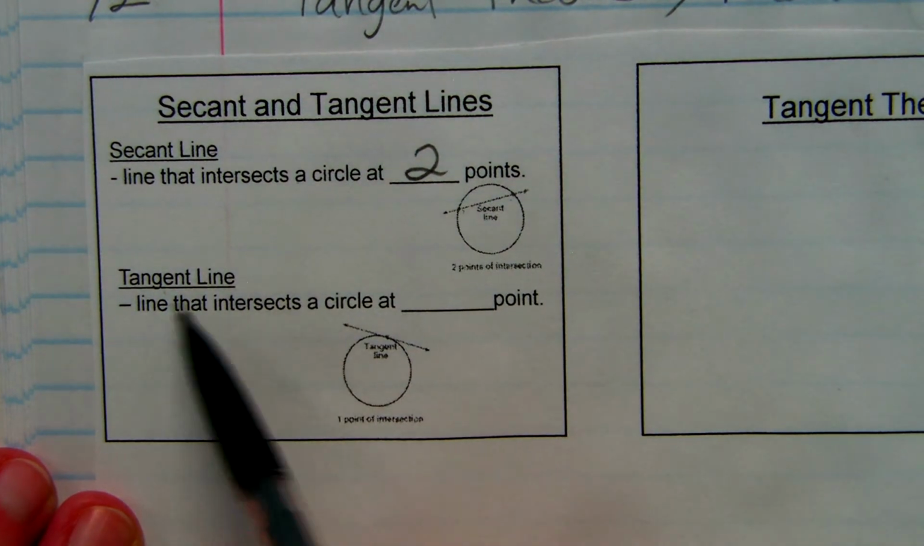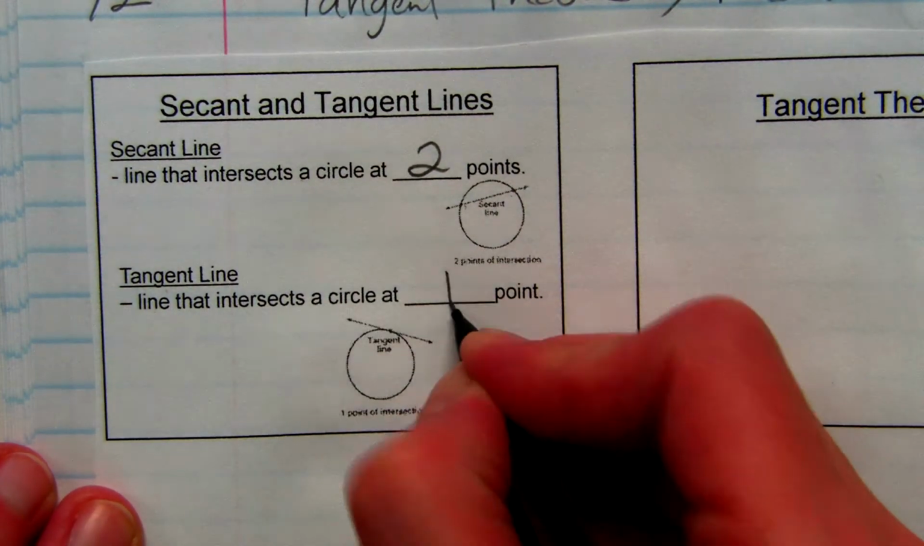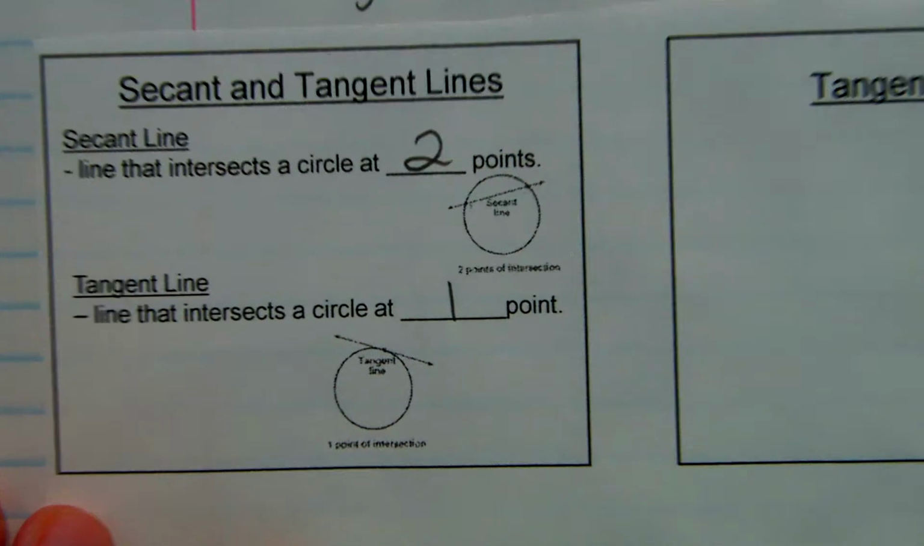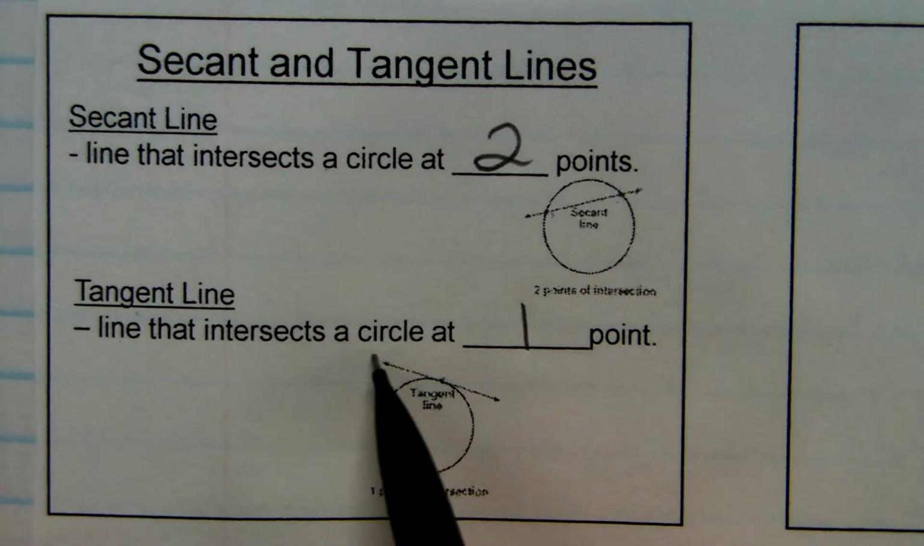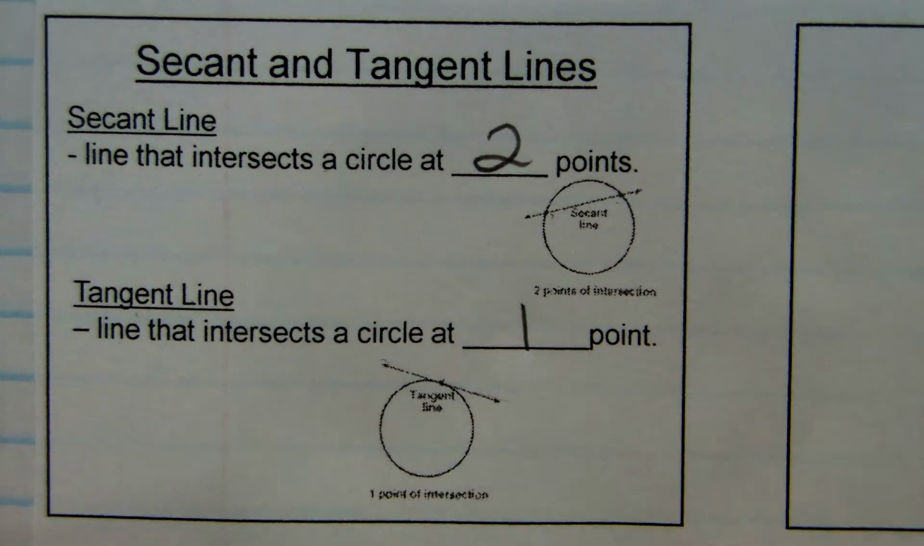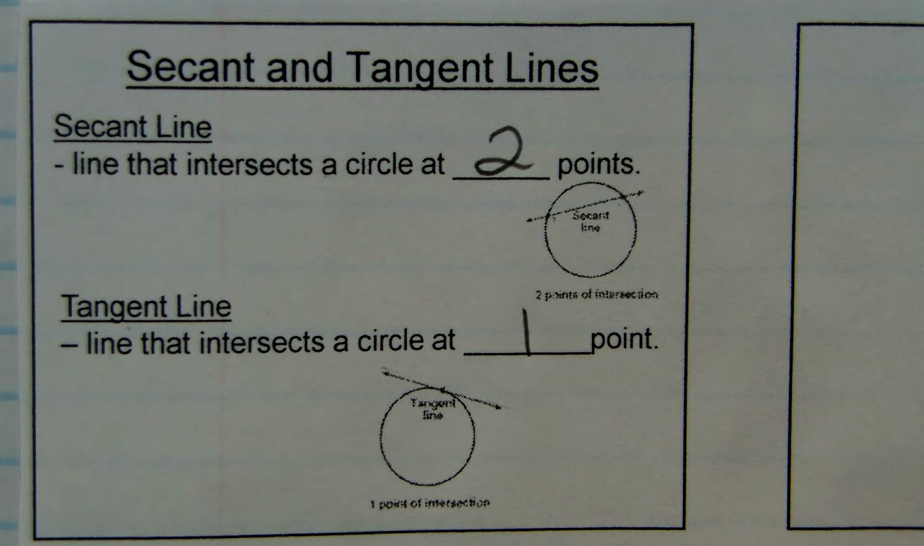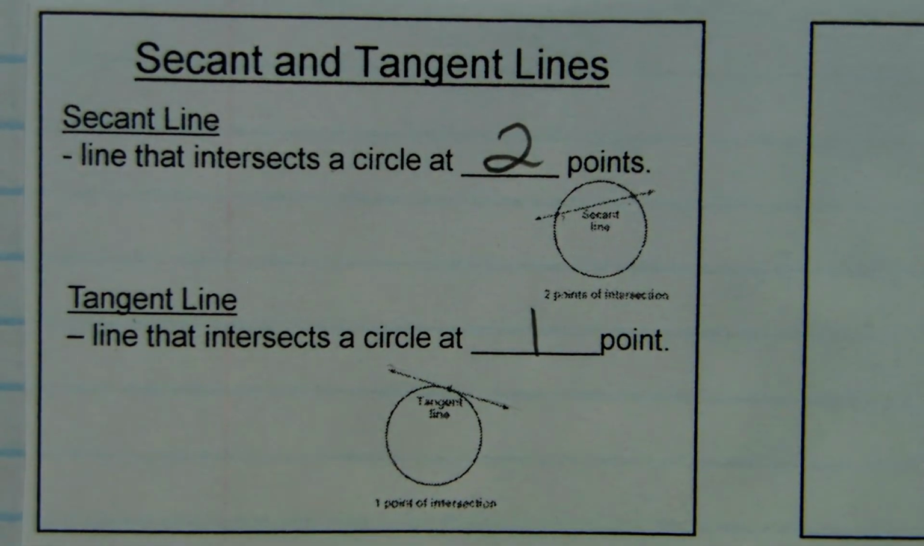A tangent line is a line that intersects a circle at 1 point. And so you have this little picture. It just barely glances the circle right there. Okay? So we're going to look at a couple of theorems.